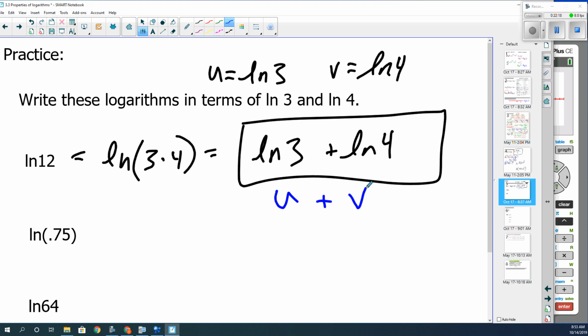Okay, so natural log of 0.75. How could I get a 0.75 using 3s and 4s?